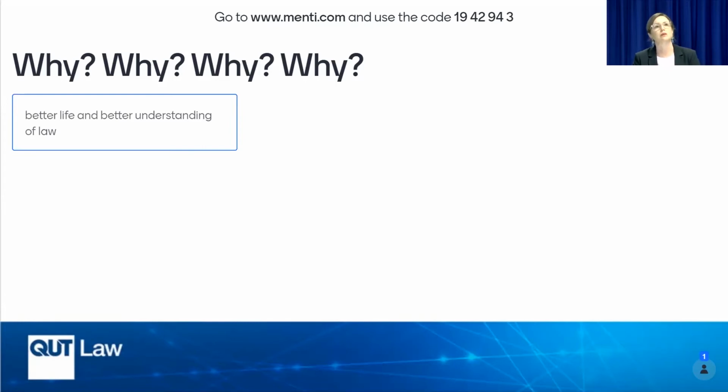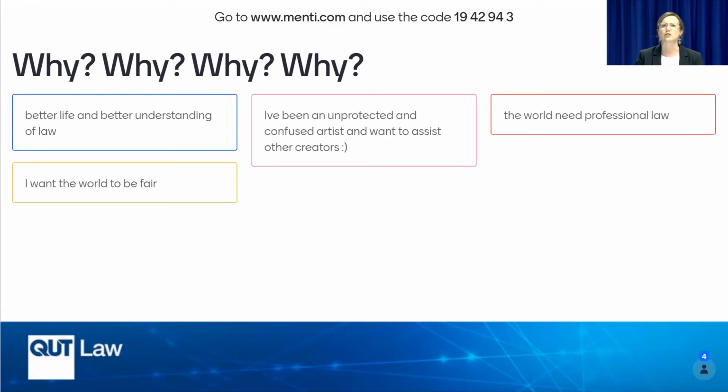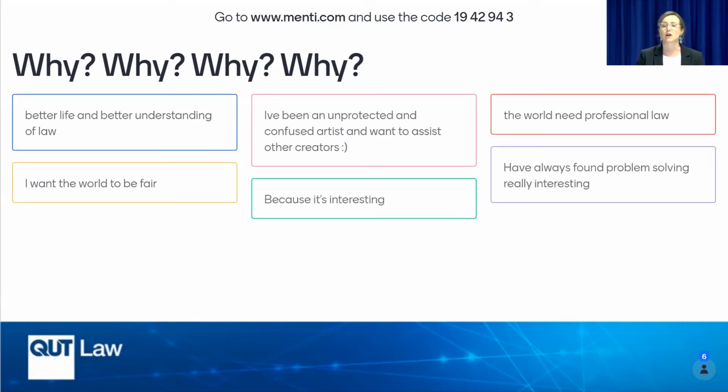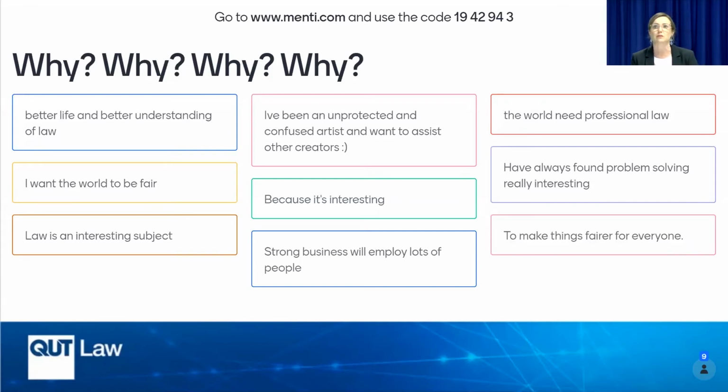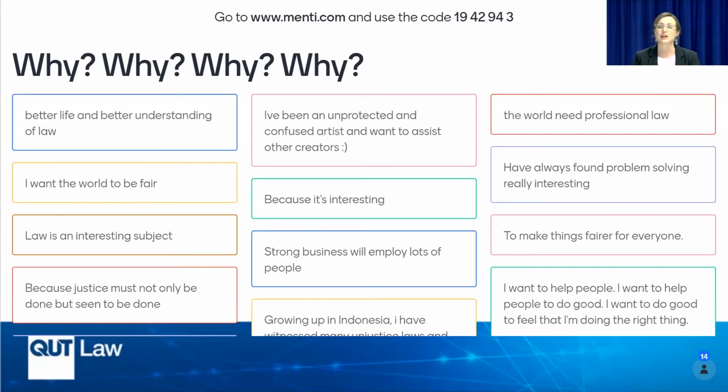Okay, so here we've got someone wanting to have a better life and better understanding of law. So for those on the first slide, if you wanted to help other people, tell us a little about why. What motivates you to want to help others, or what motivates you to want to be in a prestigious career, or to want to help with regulation, or to want to help with human rights. So we can see we're getting deeper here. We want the world to be fair. It's interesting. Strong business will employ lots of people. So there's opportunities here for employment to make things fairer. It's interesting. We need professions.